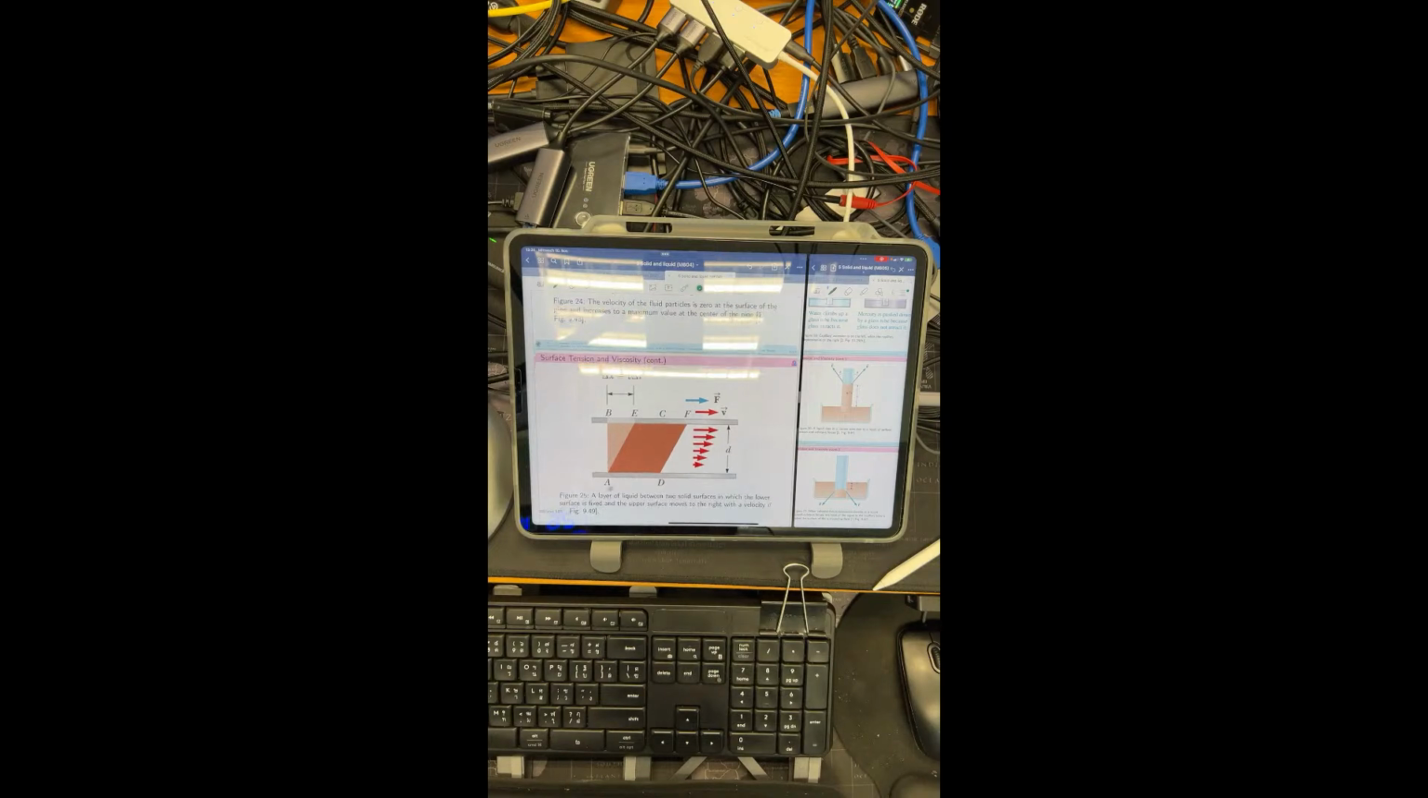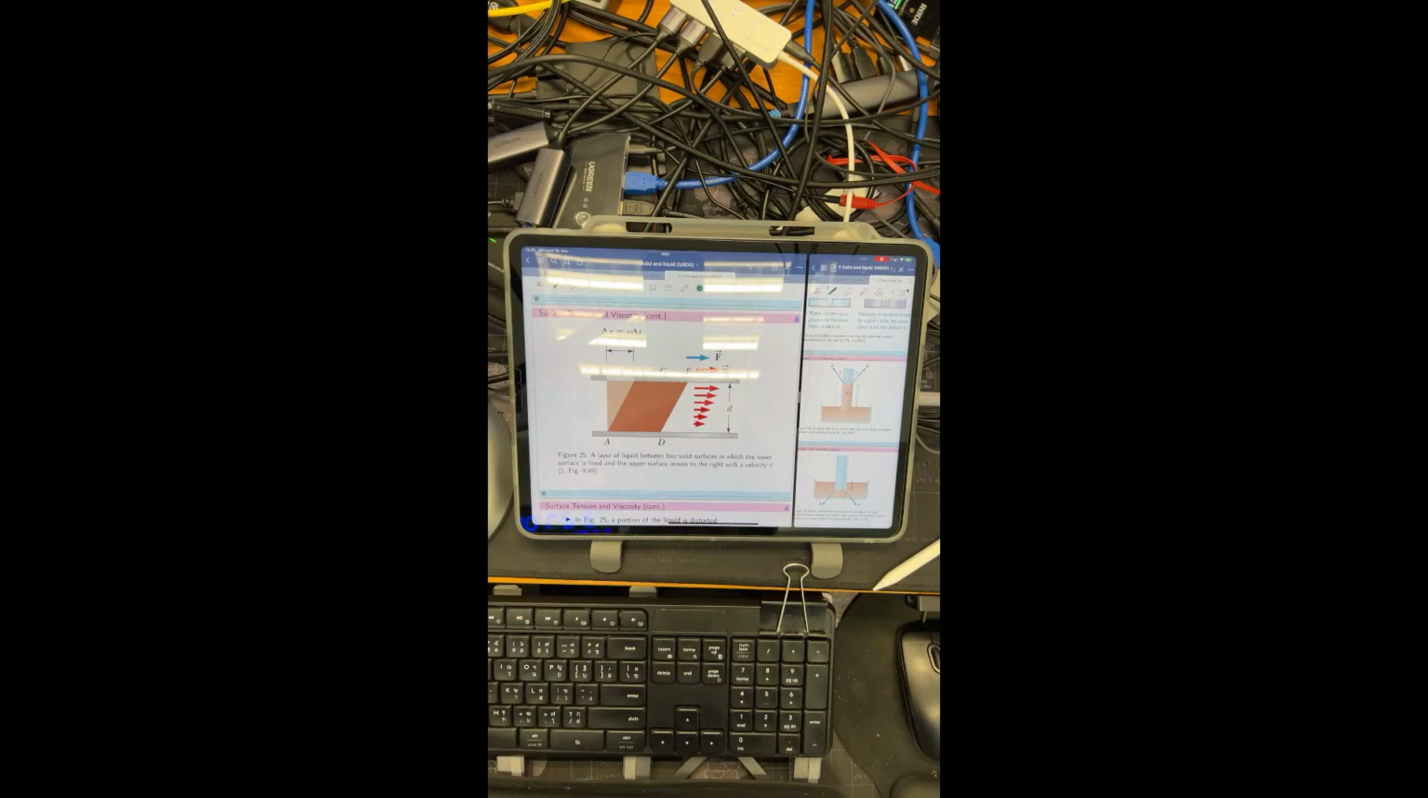Let's get into the formula. This structure is a layer of liquid between two solid surfaces, in which the lower surface is fixed and the upper surface moves to the right with the velocity v. So assume that we have a very sticky fluid, and we try to attach this part of liquid to the surface AD, and before that you are at BC. The liquid just stays upright.